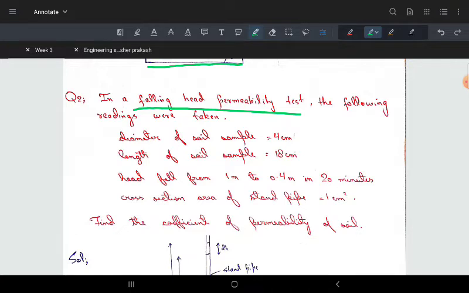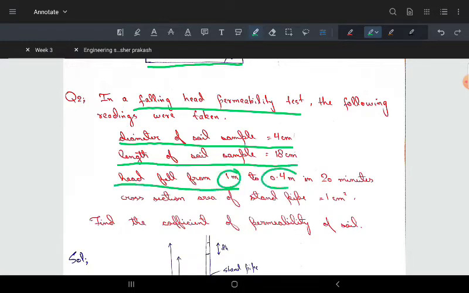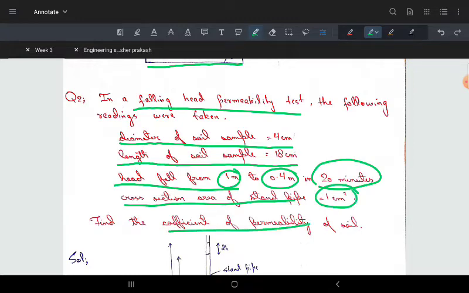In a falling head permeability test, the following readings were taken. Diameter of soil sample is equal to 4 centimeter. Length of soil sample is equal to 18 centimeter. Head falls from 1 meter to 0.4 meter in 20 minutes. Cross-sectional area of the standpipe is equal to 1 centimeter square. We have to find the permeability of the soil, that is K of the soil.